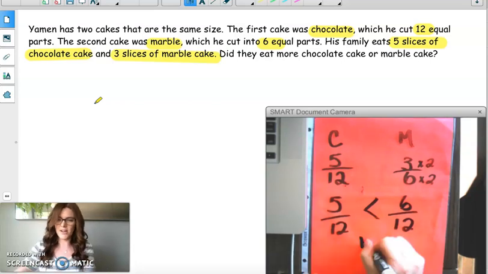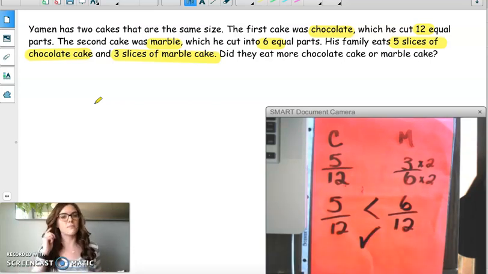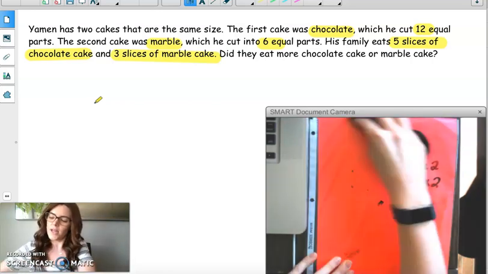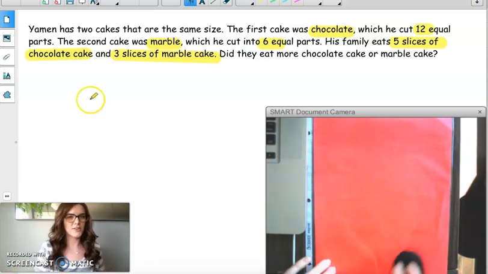Perfect. Give yourself a check mark if you got that right. If not, you can make your corrections. Let's erase this board and do one more example together.